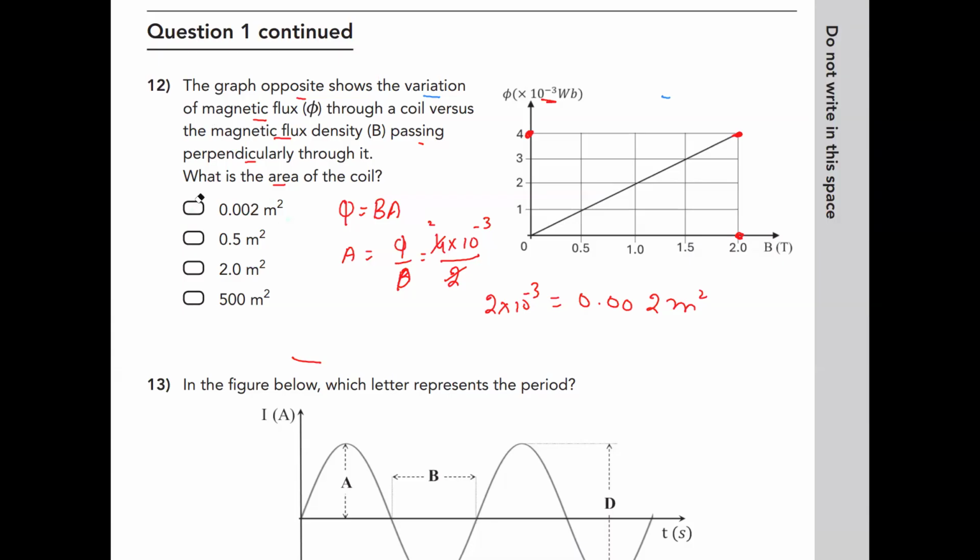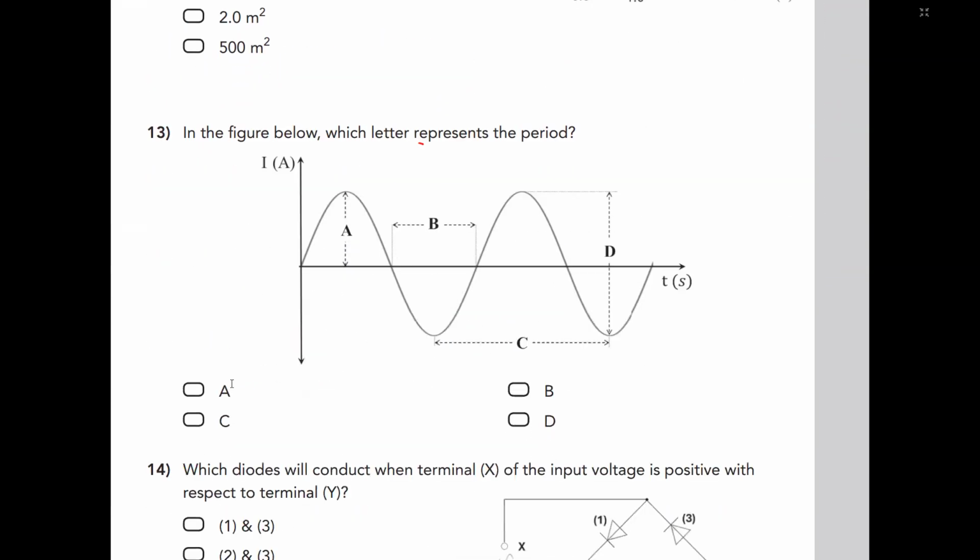Okay. So now we have to move to question number 13 and look at what they are asking. Question number 13: in the figure, which letter represents the period? This is a simple question. Obviously, A represents the amplitude. This is my amplitude.